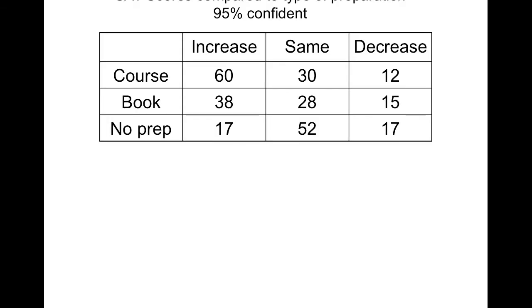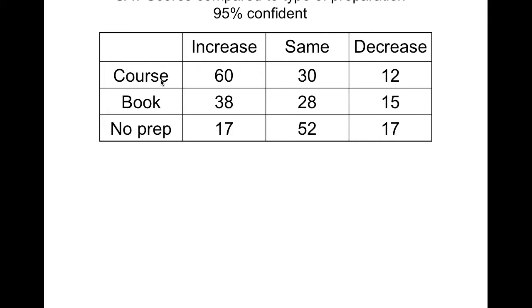So here is our SAT example. Now it has 95% confidence, so just like before, that's going to help us with our alpha when we get to it. But sometimes you just have to look at the table and decide, okay, increase, same, decrease. So we're talking about the second time you're taking the SATs. Did your score increase? Did it stay the same? Or did it decrease? And we're looking at preparation.